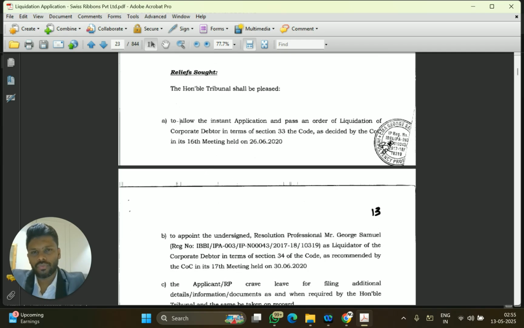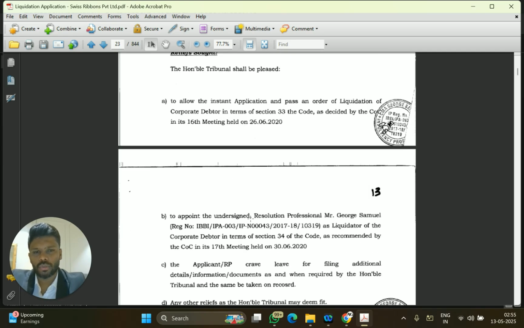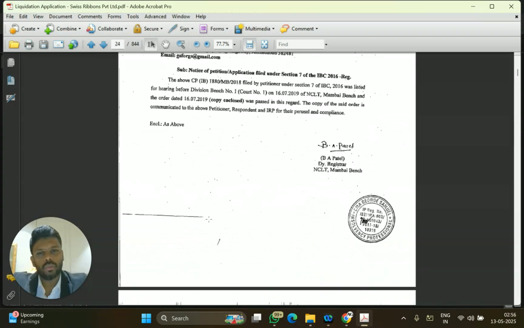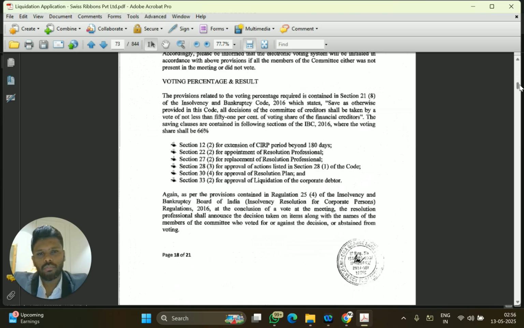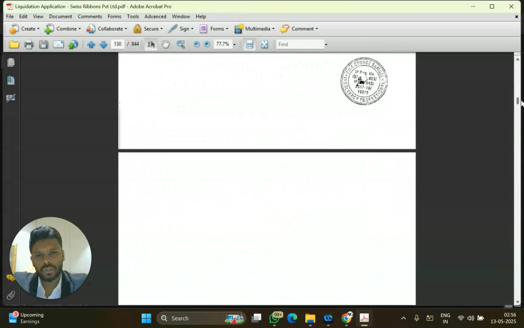I've shown you the reliefs. First is to allow the liquidation. Second is to appoint the resolution professional as the liquidator, and third is, in case the tribunal requires, to file any additional documents. Now let me take you to the amendments that we had made. In the annexures, there are COC minutes. I'll only very swiftly show you the contents, as to how minutes are prepared by the resolution professionals.